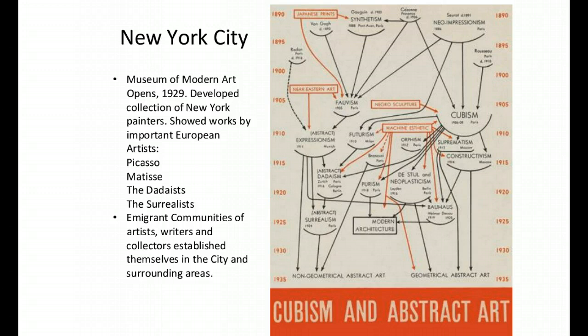So where Stieglitz was showing the work of the avant-garde in the 1910s in the 291 gallery, MoMA, the Museum of Modern Art, is showing that work in the 1920s, 1930s. Now really quickly, that museum also begins to show the work of newer artists in and around New York. And those people are the people we're going to talk about right now.